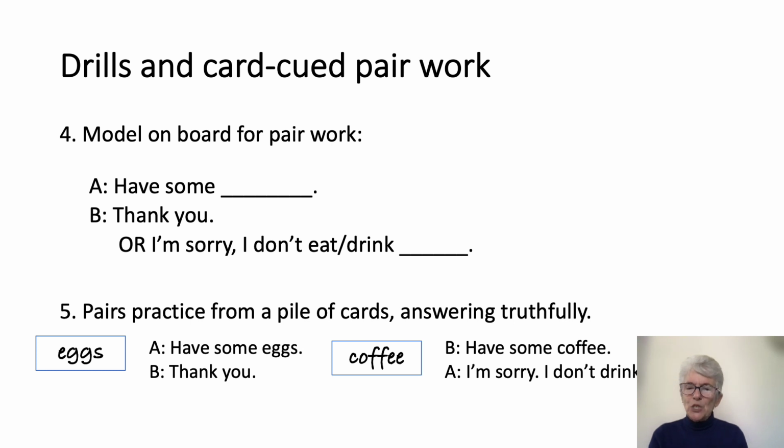Because the teacher and the students have selected relevant vocabulary, the practice is applicable to their lives. Because students can answer truthfully, the practice is more motivating. And your advanced students can even add additional comments such as, "Thank you. I prefer scrambled eggs if you have them." Or, "No, thank you. I'd rather have tea." Or, and so on.